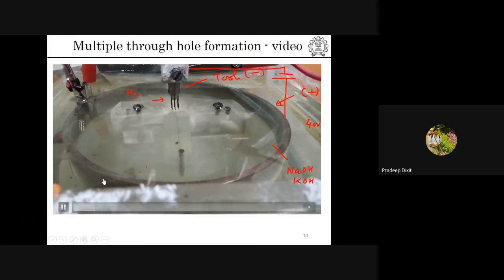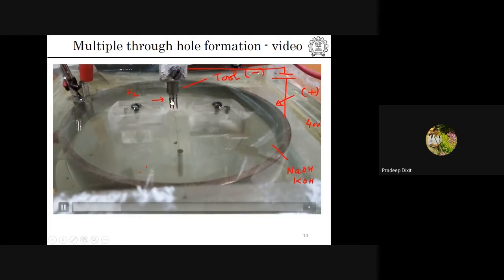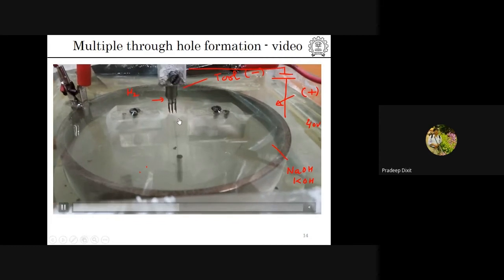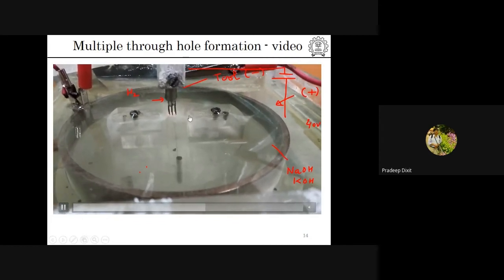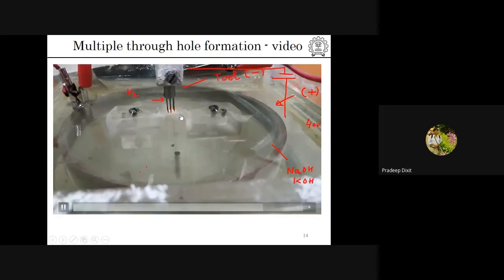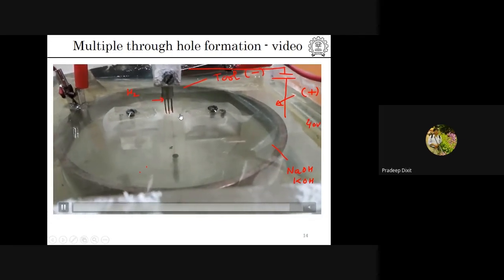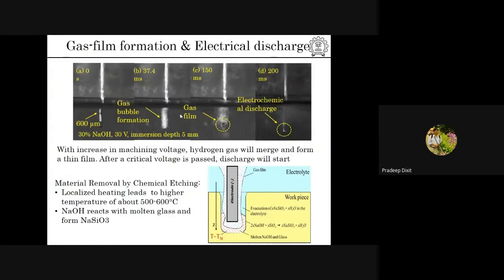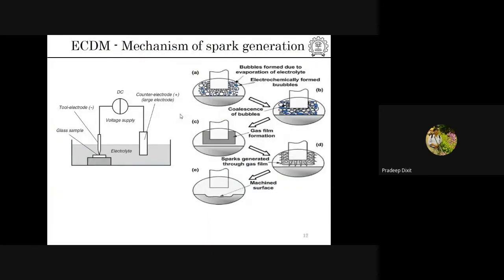We have a discharge process. You can see that the discharge is only taking place below that tip, not everywhere, only on this particular tip. Because of that discharge, the material is removed. Let me go back to the previous slide so that I can explain the basic principle.